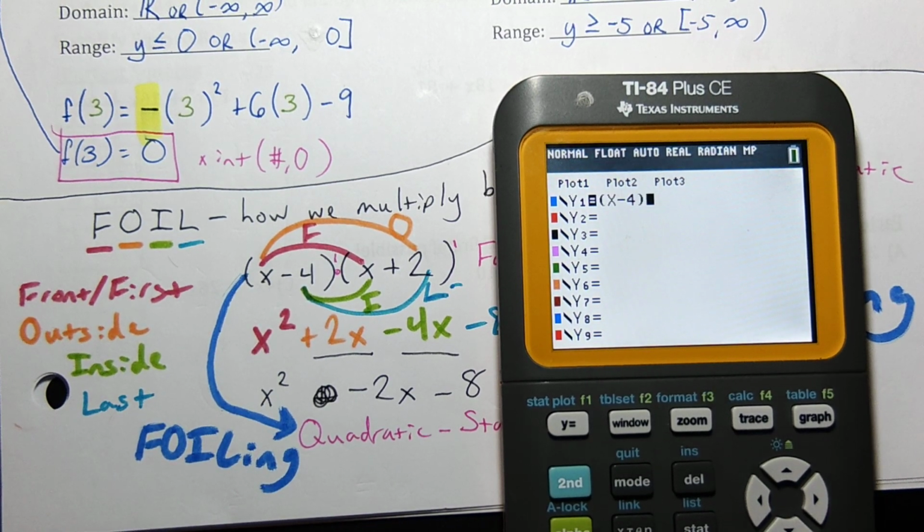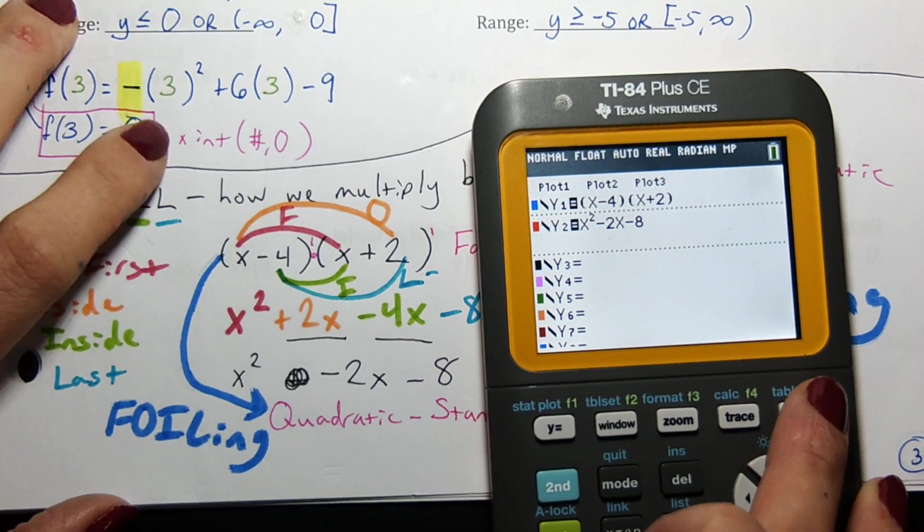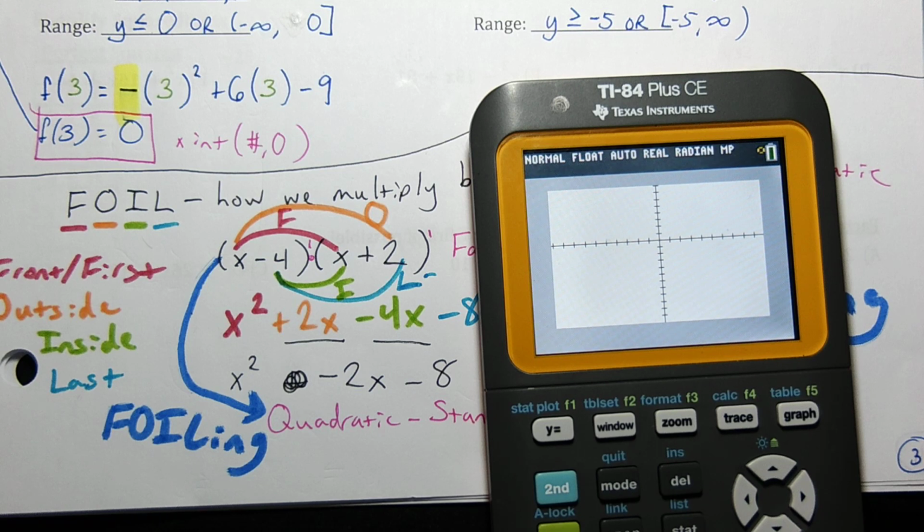If I type in factored form, and if I type in standard form, what should these graphs look like? They should look exactly the same. Swoosh, there's factored form. There goes the red line, right on top of that blue line, that is standard form.